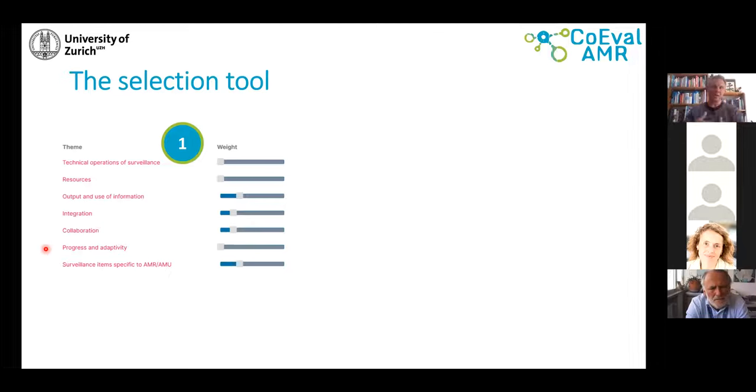So how were the tools adapted, or how did the assessment, the evaluation, contribute to the progress and adaptability of the surveillance system? As a user, the first thing you will do is set your sliders here. You will set a certain level, a weight between 0 and 100, and the sum of all these sliders should add to 100, basically 100%.